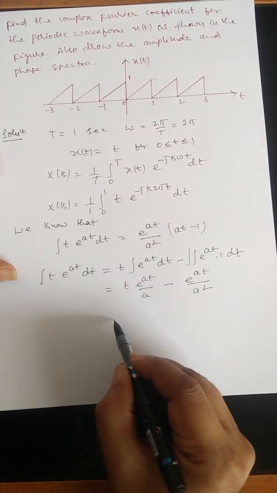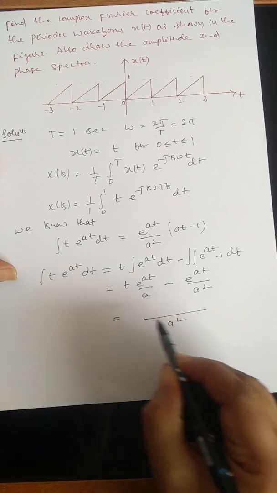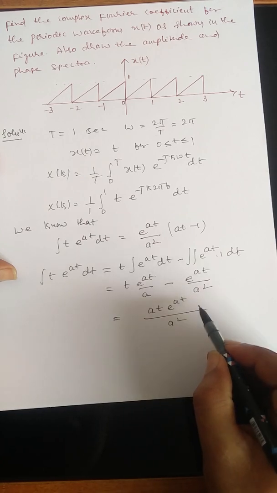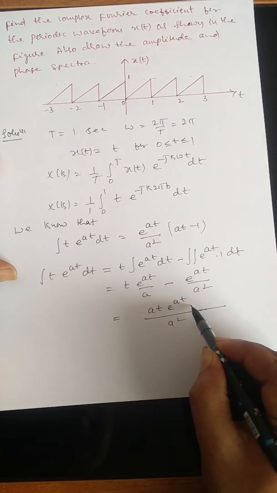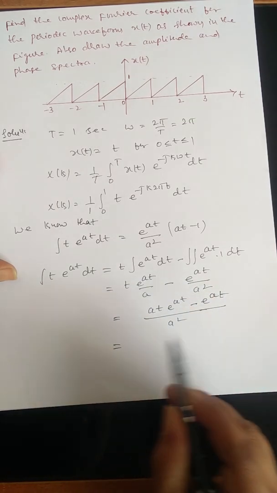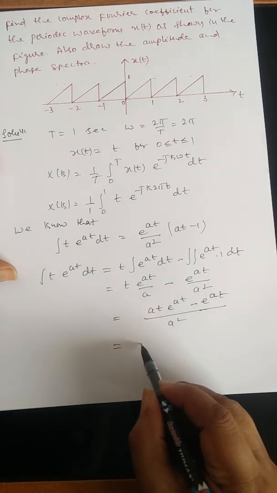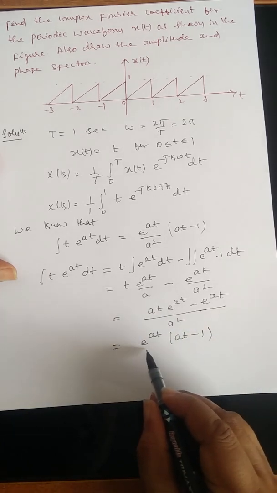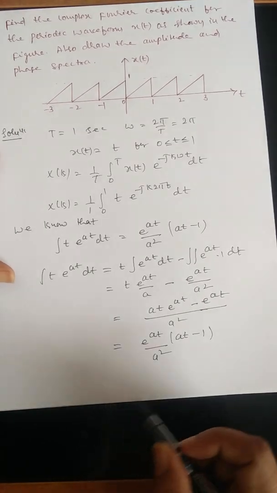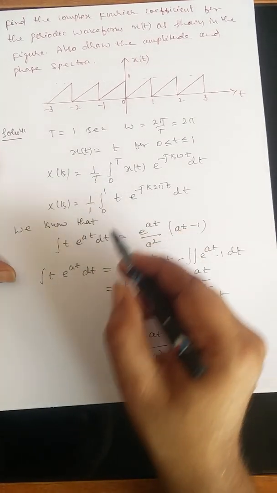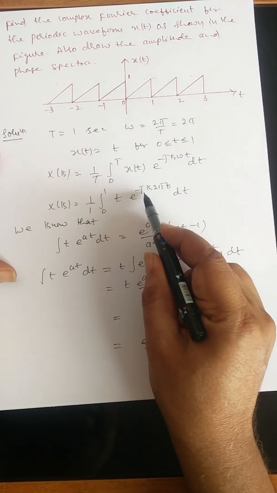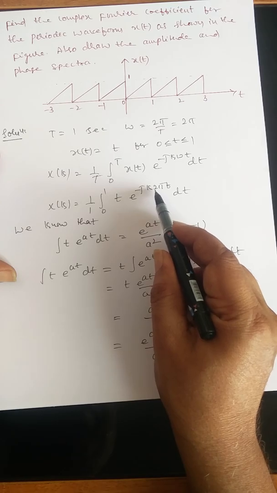A square is the LCM here, so you can write at e to the power of at minus e to the power of at. In the answer, e to the power of at is common, so we get e to the power of at into (at minus 1) all divided by a square. Similarly, let us compare this and this. Here you have t e to the power of at; in place of a we have minus j k 2 pi.